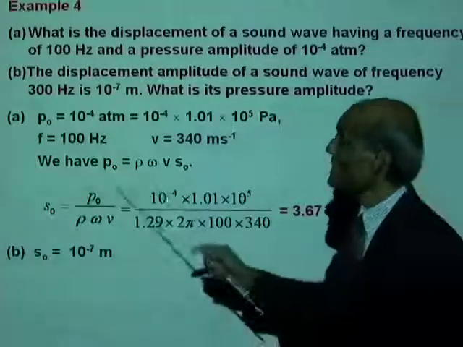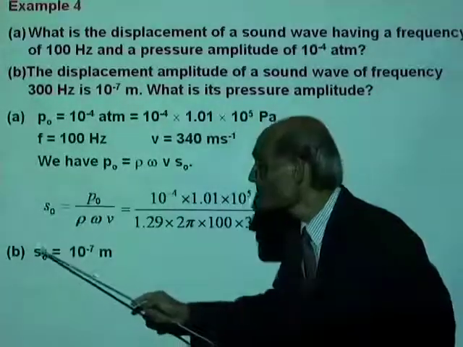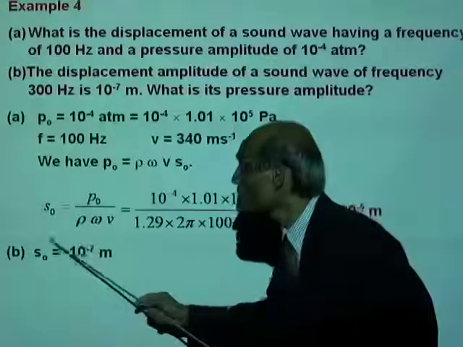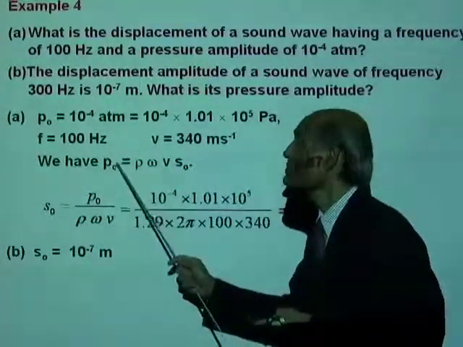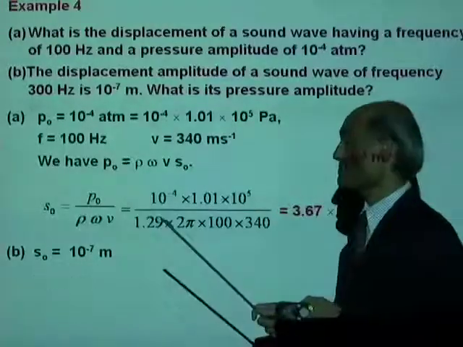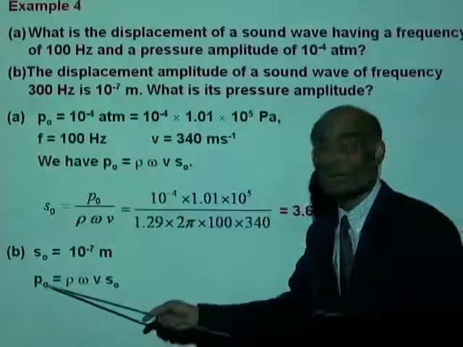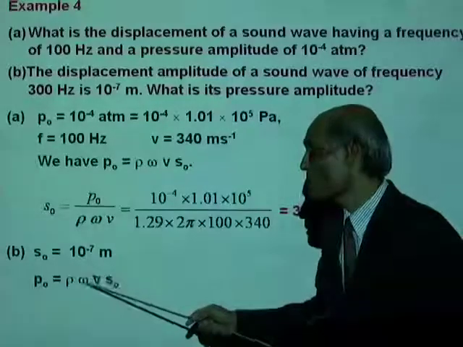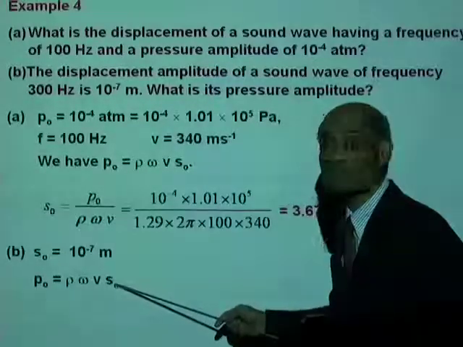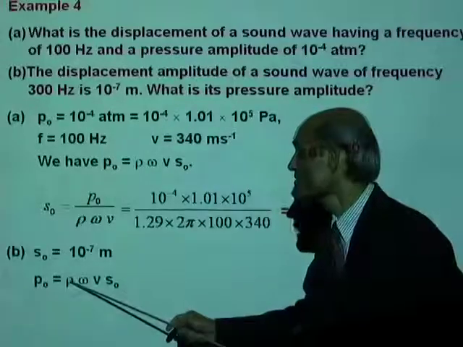Okay, let's do now B. In B, you are given the displacement amplitude. You need to find the pressure amplitude. So we go directly to the equation. Pressure amplitude is rho omega V S0. We know all these values.